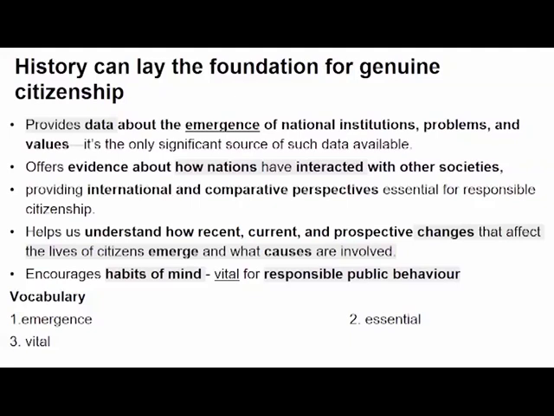It helps us understand how recent, current, and prospective changes that affect the lives of citizens emerge and what causes are involved. Lastly, it also encourages habits of mind that are very important for responsible public behavior.